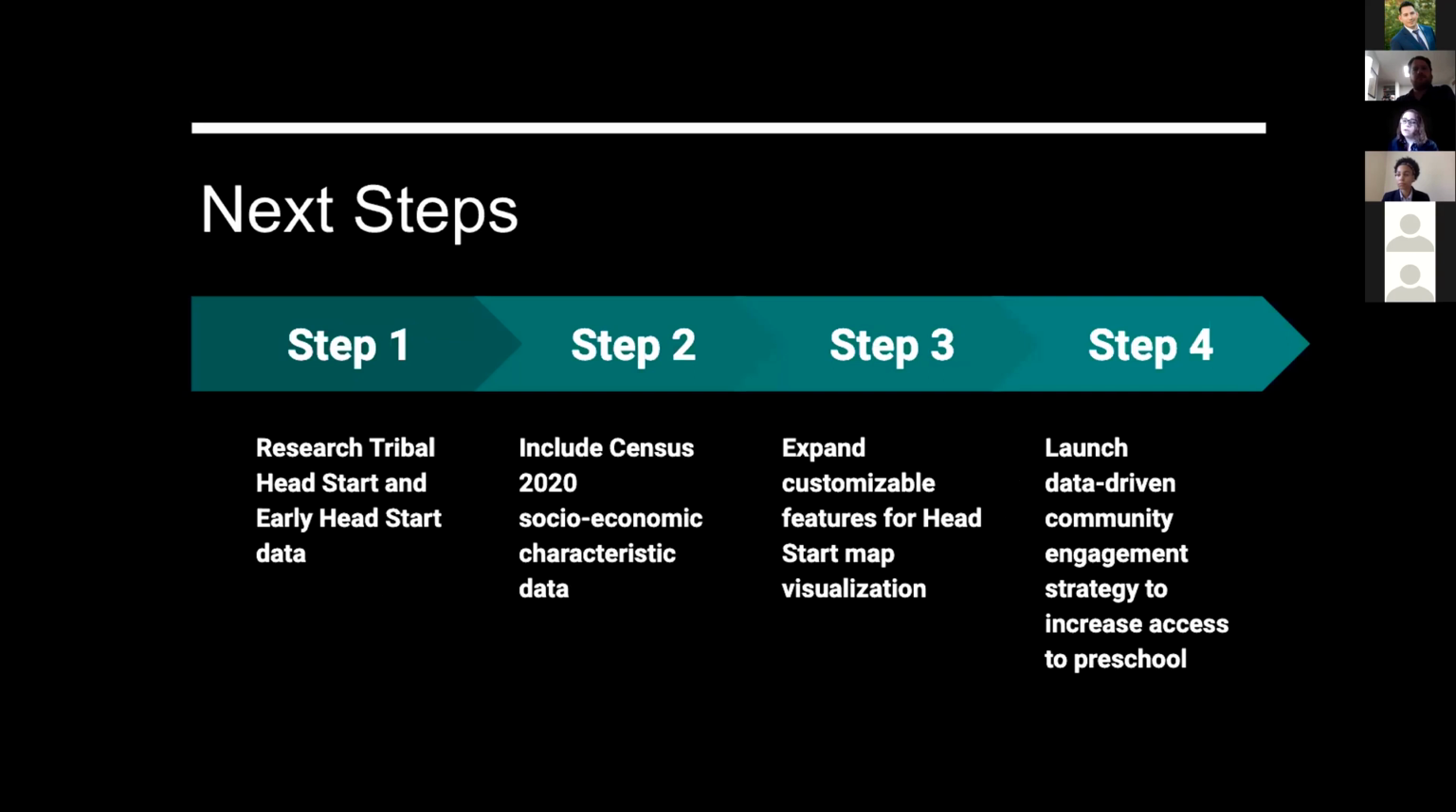Step 2, the 2020 census is wrapping up, and we hope to include updated social and economic characteristic data to inform our model and improve accuracy of identifying communities that are currently underserved. It would also be interesting to see if there are any significant changes, as most of our data is from around 2017 to 2018. Step 3, we'd like to update our map to include even more information and make it more applicable to someone who is looking to gauge the likelihood of their neighborhood qualifying for a Head Start center.